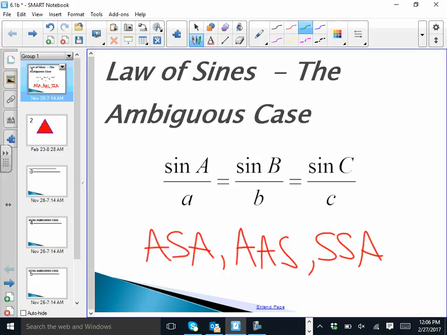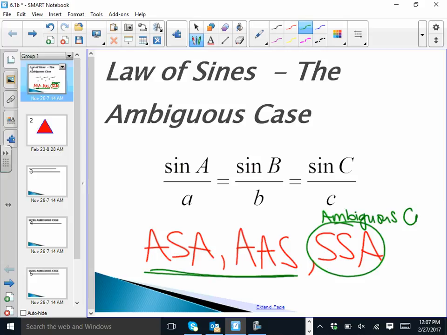These two, they're not the same, but they are solved the same. Okay? Since we have two angles and the side. This is the case that we are going to talk about today. We call it the ambiguous case. Okay. We call it the ambiguous case because not always is there just one solution.